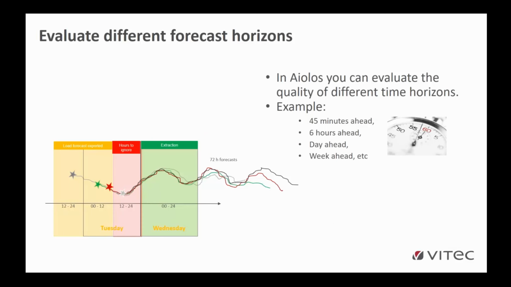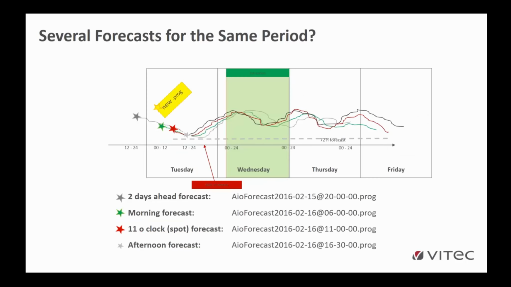And as we said, you can evaluate different time horizons, so you can easily look at 45 minutes ahead, 6 hours, day ahead, a week ahead, and so on. And then just choose from the extract settings really what you want to look at. This really leads me into the next part: the extract settings and how to choose or get the forecast that you want.